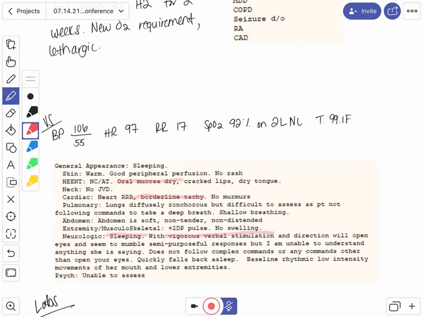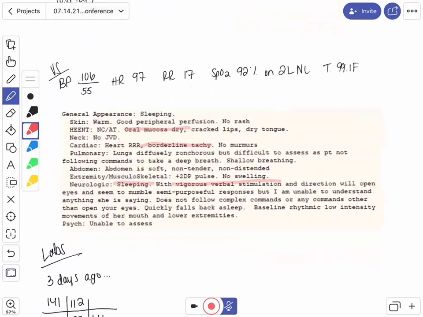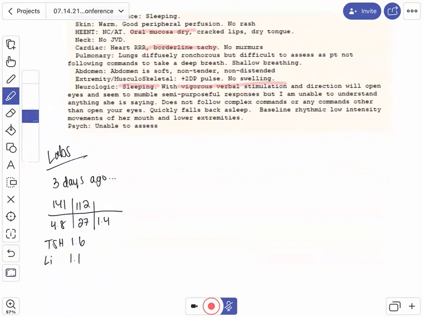Okay, and then we're gonna jump into some more information. So on the psych unit, they don't grab labs every day. So we have some labs from 3 days ago. They had checked a BMP, which demonstrated an elevated creatinine. They checked her TSH and her lithium level. And so now you guys are getting ready to transfer her over.